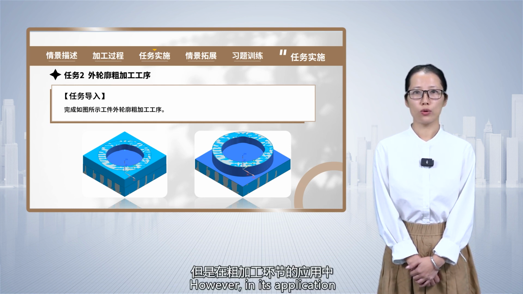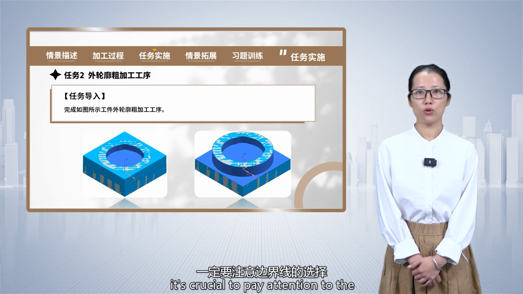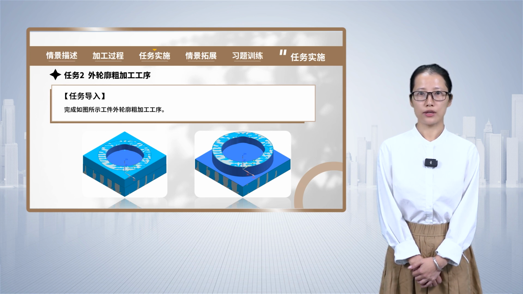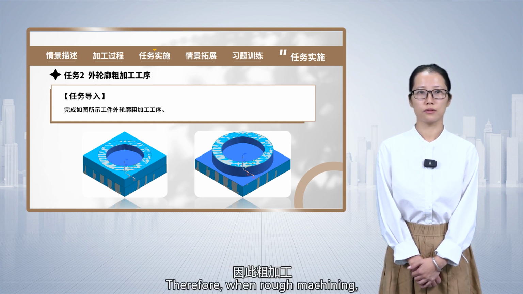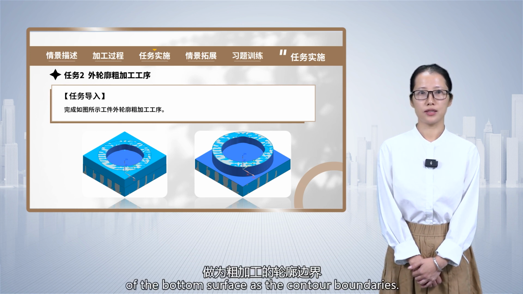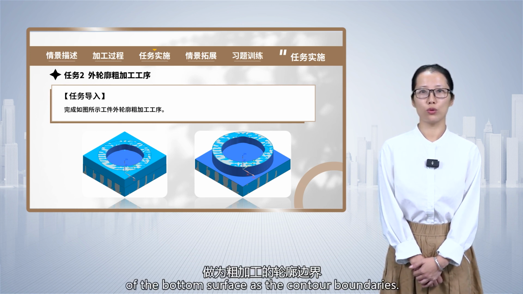However, in its application during rough machining, it's crucial to pay attention to the selection of boundary lines, as incorrect choices will prevent the generation of rough machining paths. Therefore, when rough machining, do not select the boundary lines of the bottom surface as the contour boundaries.